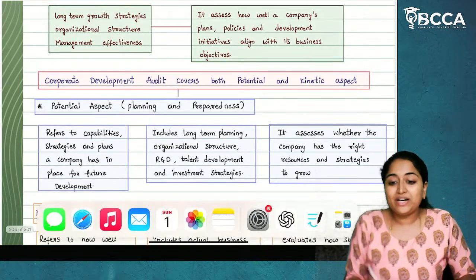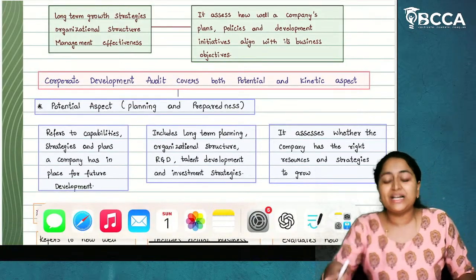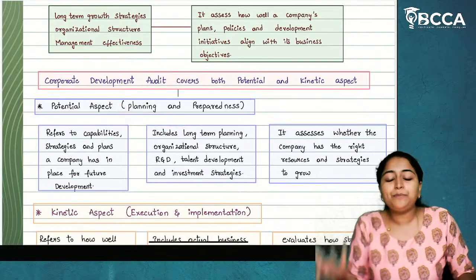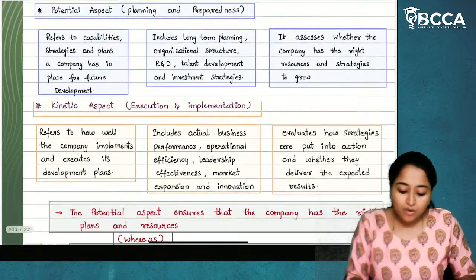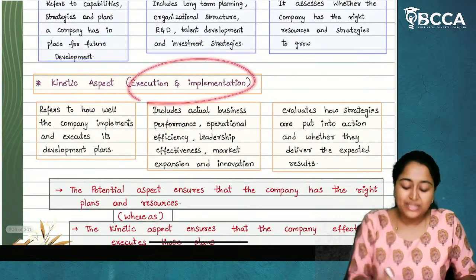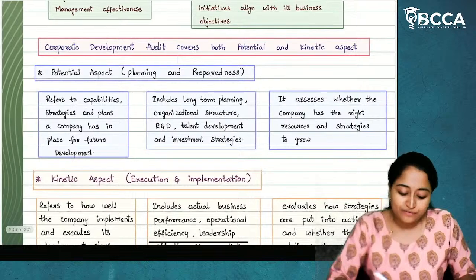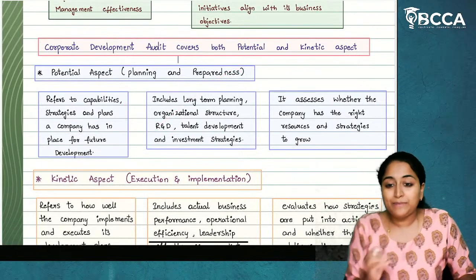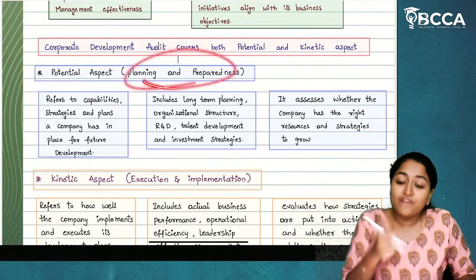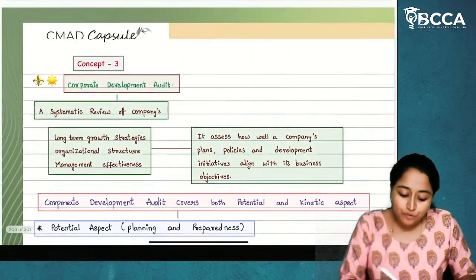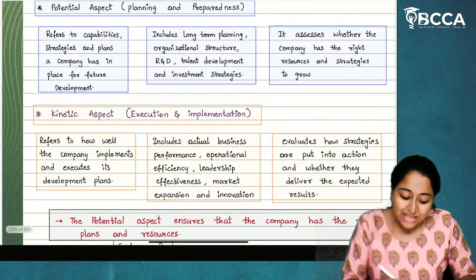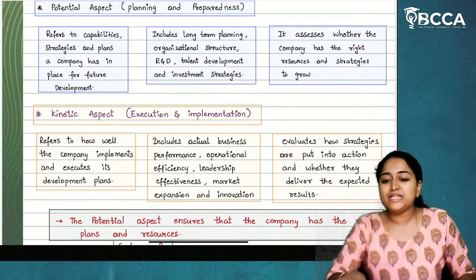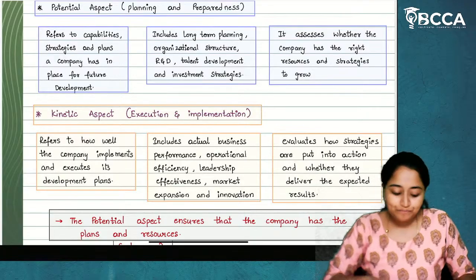Corporate development audit covers both the potential aspect as well as the kinetic aspect. The potential aspect means planning and preparing the development. The kinetic aspect is nothing but the execution and implementation of the plan which is already prepared. So by doing this corporate development audit, you will understand what kind of plan you prepared to improve the organization, as well as how effectively you are executing and implementing the plan. Regarding both, you will understand by doing corporate development audit.